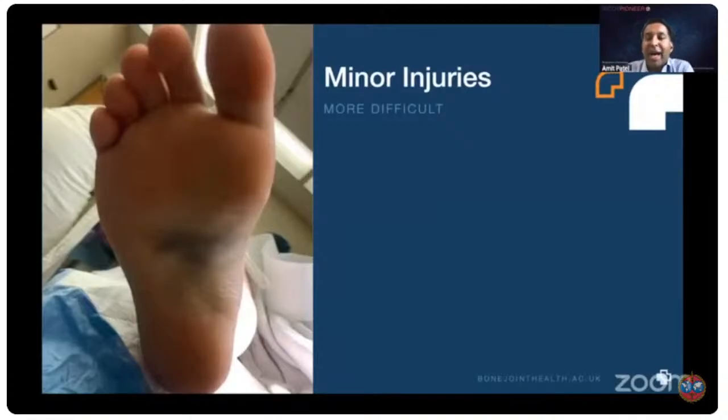I think minor injuries can be the most difficult to assess. Commonly, they may come 4 to 6 weeks after an injury with resolving plantar ecchymosis, which is thought to be pathognomonic of a Lisfranc injury, where you get bruising on the underside of the foot in the midfoot area. And really, these patients need a real careful history.